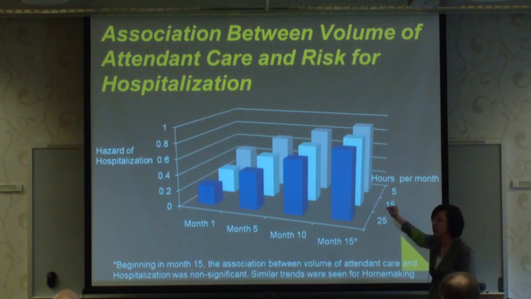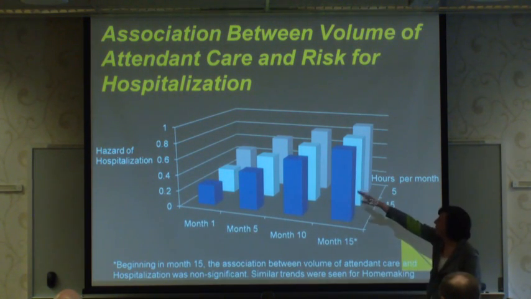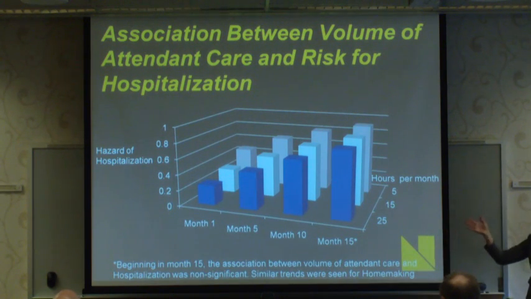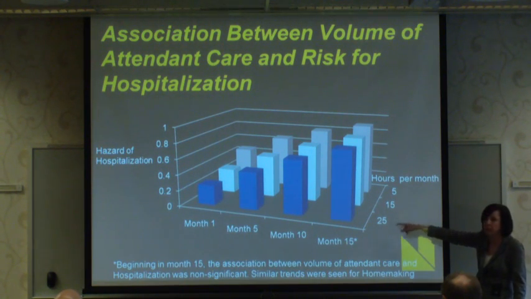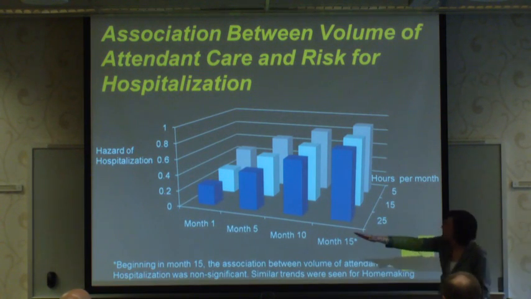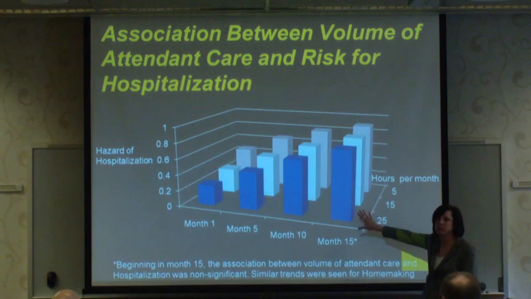Those with 15 hours a month have sort of medium risk. Those with 5 hours have lower risk than those with no hours of care. So my reference group was no hours of care. So compared to no hours of care, you're doing better if you have at least 5 hours per month. You're doing much better if you have 15, and you're doing much, much better if you're having 25 hours of care per month. Note that, in fact, the trend sort of equalizes after about 15 months in the program.